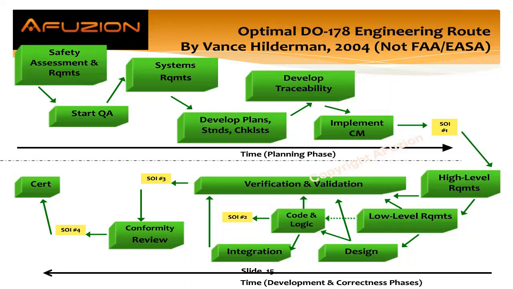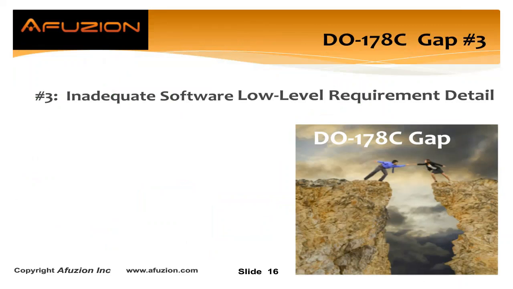Now, low-level requirement detail. In 178B, B as in boy, we could have weak requirements. That's not good.